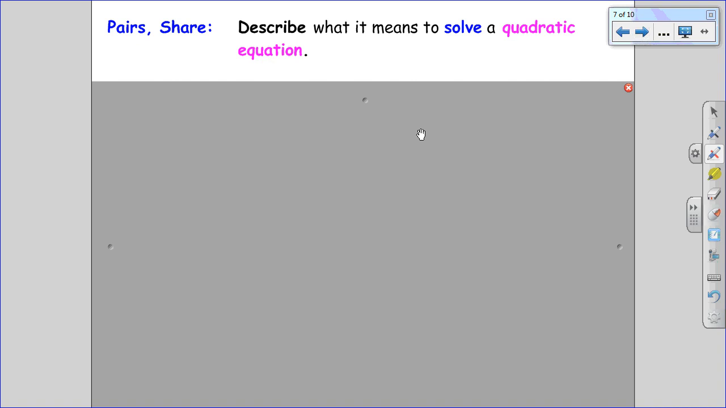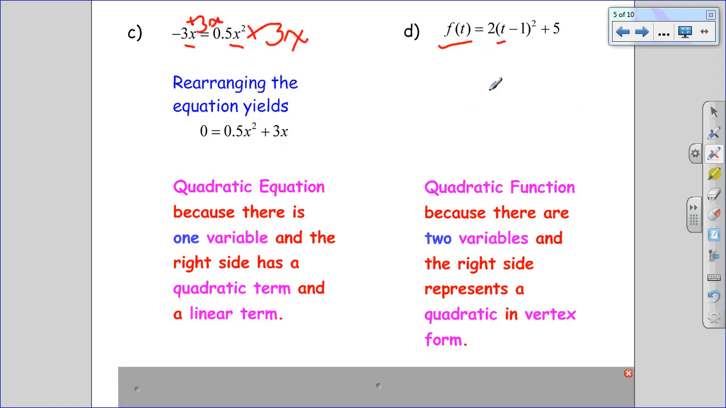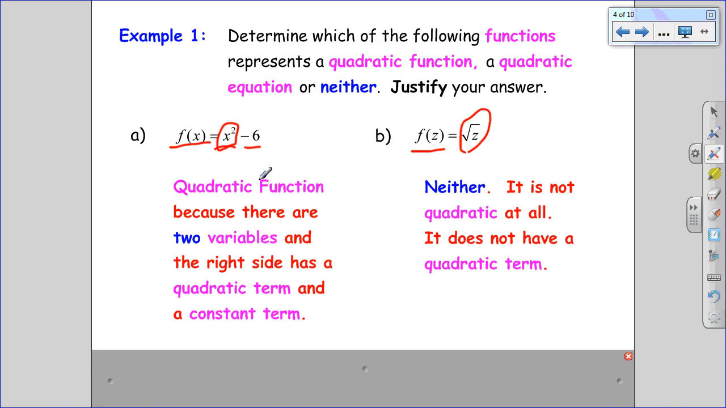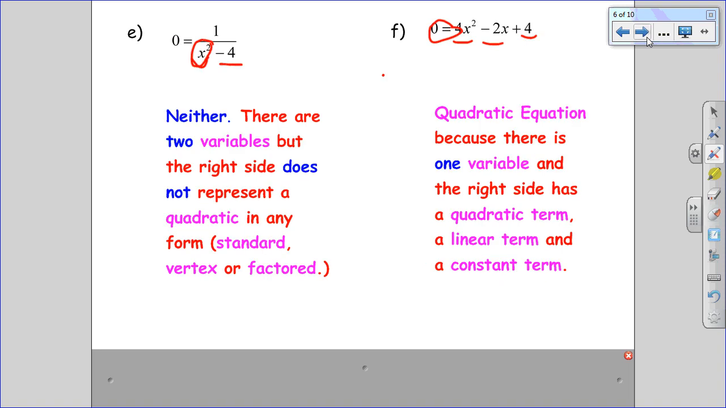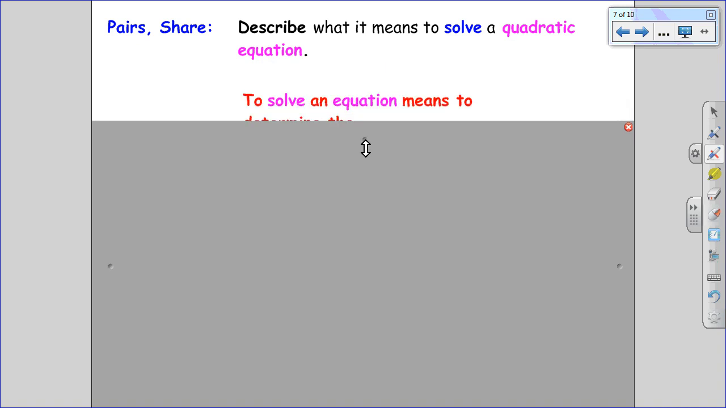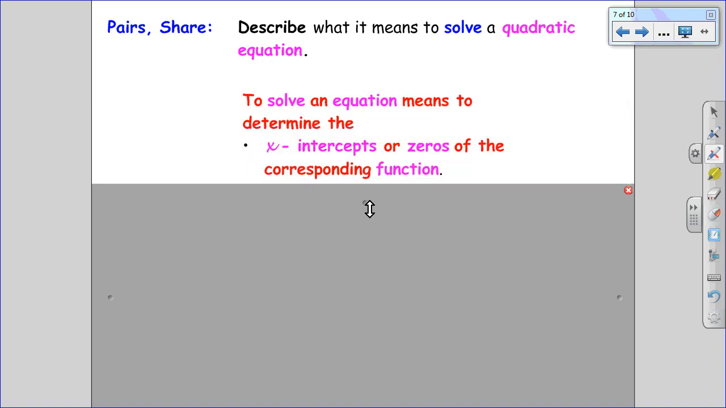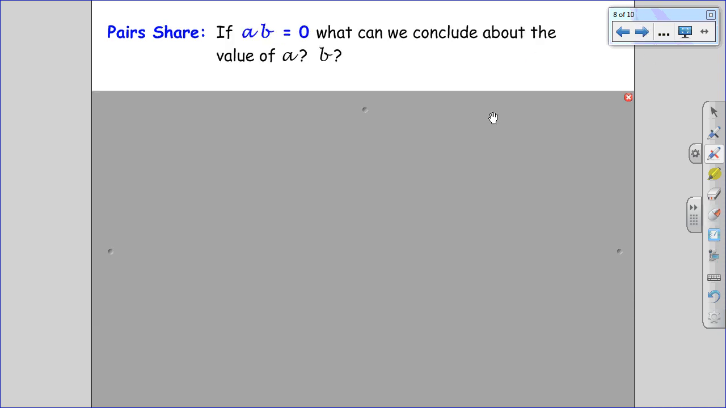Now, when we solve a quadratic equation, that means we're trying to find the value that makes an equation like this true. Sorry, I couldn't remember which ones were quadratic equations. So we're looking for one unique value that makes the equation valid. So what I have to do is find the x-intercepts or zeros, the roots, the point of intersection of the x-axis and the corresponding function, by starting with an equation like this one here.